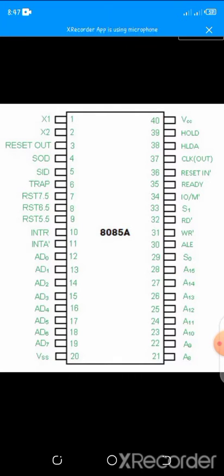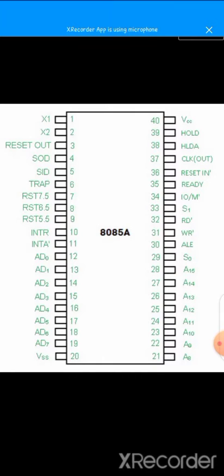What are interrupts? An interrupt is a signal generated by an external device to request the microprocessor to perform a task. So next is INTA bar, that is interrupt acknowledgement. This is an active low signal.